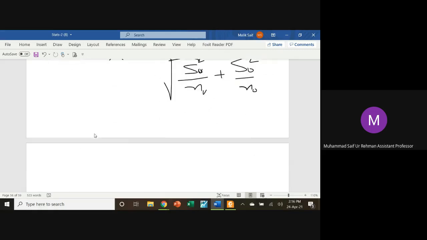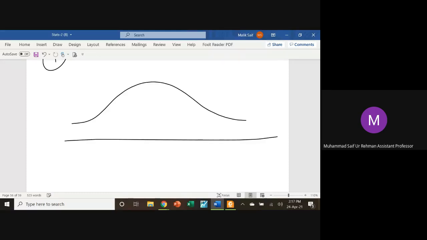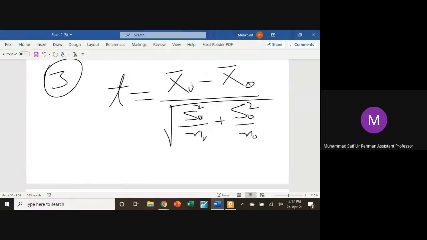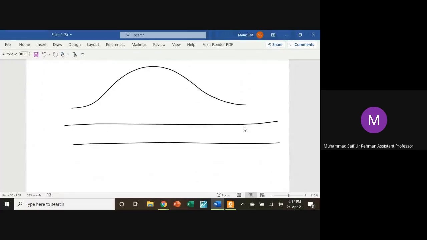Okay. Then there is the fourth step, decision rule. In the decision rule, you will draw the distribution like this. And there are two scales. One is for x1 bar minus x2 bar. This scale is for this xu bar minus xo bar in this particular case. And this is the t scale. In the center, averages are equal. Here t is 0. And here mu1 is equal to mu2. In this particular case, mu u is equal to mu o.